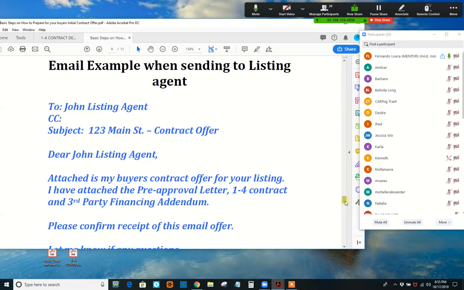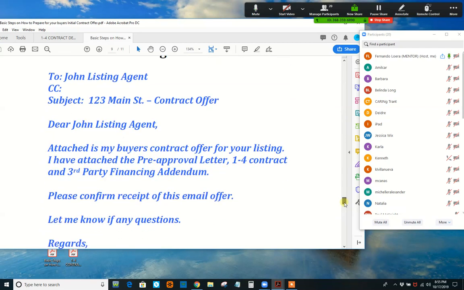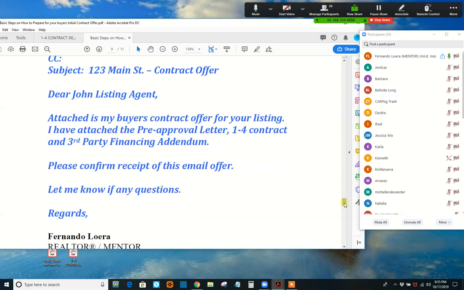So here I have, "Dear John, listing agent, attached is my buyer's contract offer for your listing. I've attached the pre-approval letter." Of course, you always have to send the pre-approval letter or the proof of funds. Don't forget to send that. That's very critical. If not, they're not going to take you seriously, and they believe that your client's not pre-approved. So tell them I've attached the pre-approval letter, 1-to-4 contract, and the third-party financing addendum. And then, very important, state, "Please confirm receipt of this email offer."